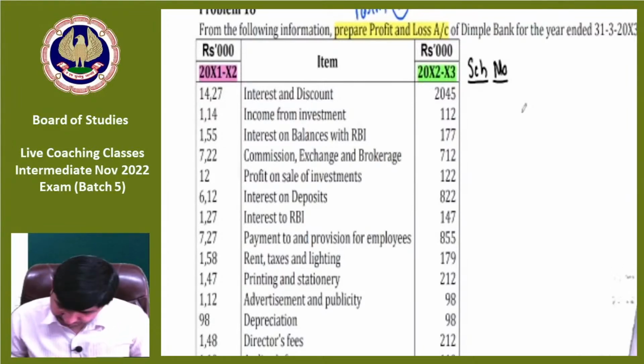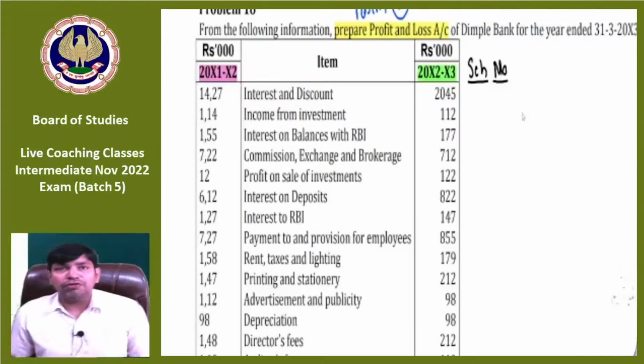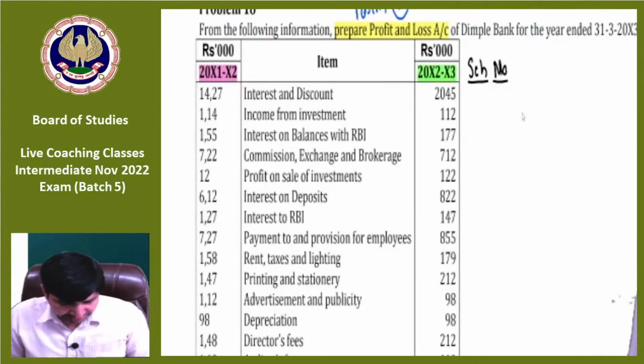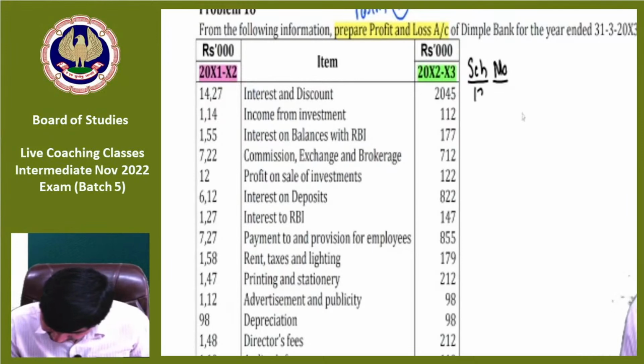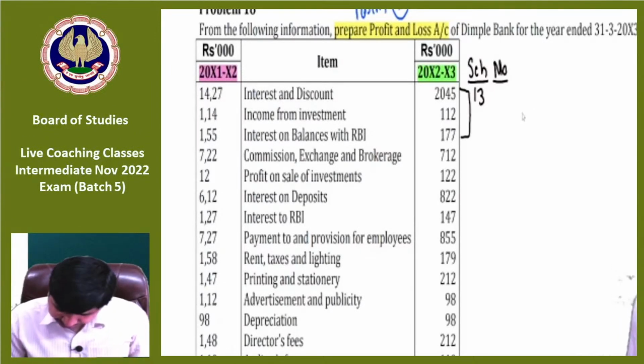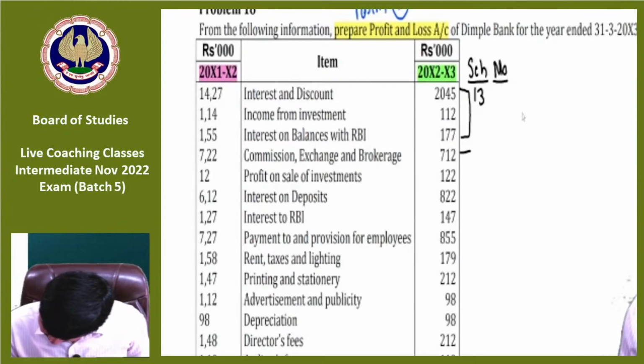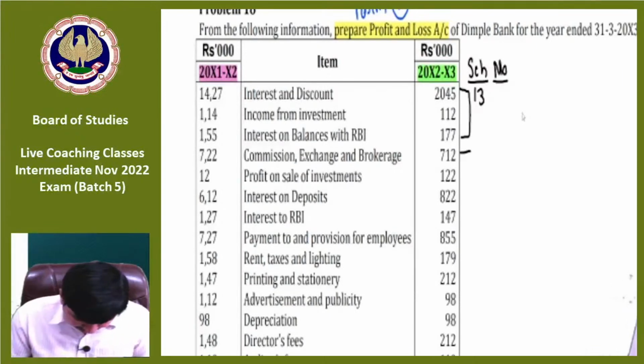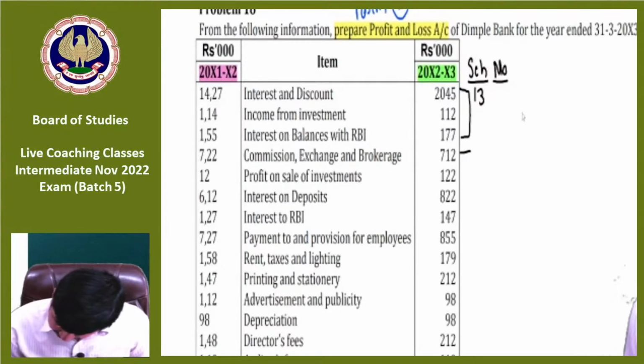Interest and discount. In which schedule will it fall? Please tell me fast. Interest and discount. Schedule number 13. Income from investment. Yes, interest income from investment, and interest on balance with RBI. Schedule number 13. Next, commission, exchange, brokerage, and profit on sale of investment. This will fall in schedule number 14.